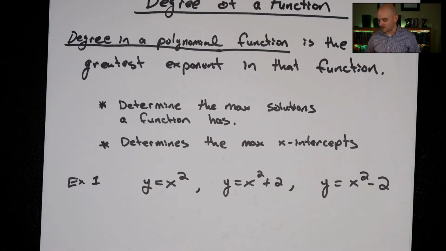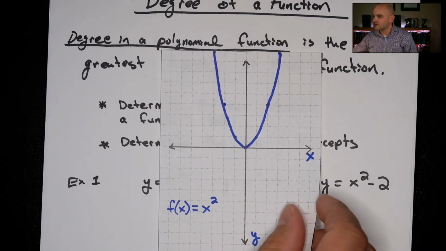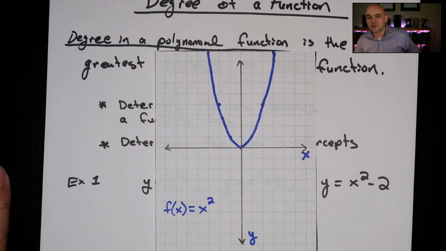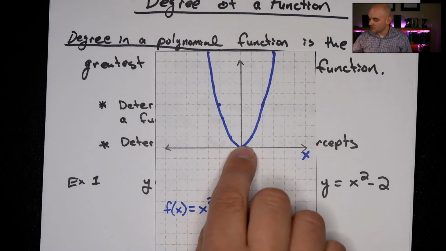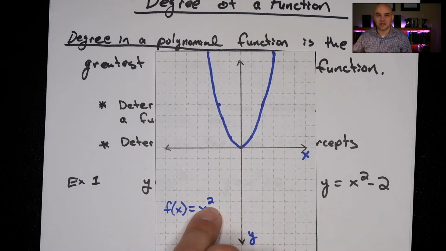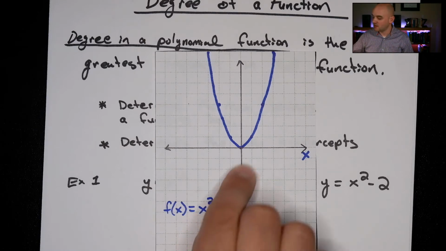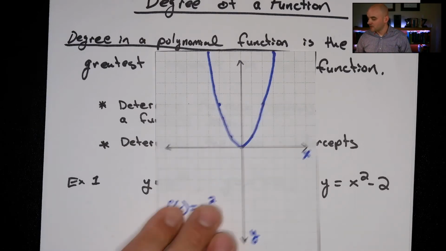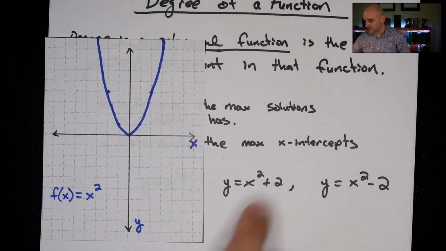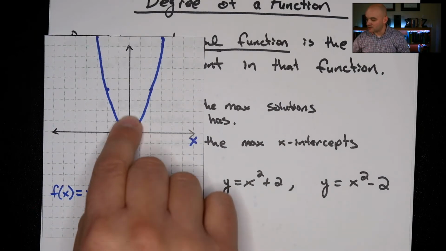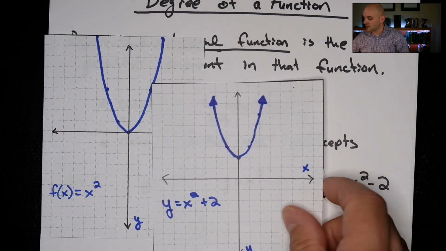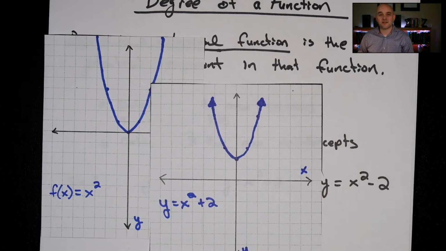Let's look at that first example. So our first example here of x squared, that's what x squared looks like. Notice how many x-intercepts it has. It has 1. Okay? So x squared tells me it can't cross the x-axis more than twice. And in this case, it only crosses it 1 time. Now, if we take it to the next one, x squared plus 2, that's actually the same parabola, just shifted up 2 units. And it looks like this. Notice it has 0 x-intercepts.